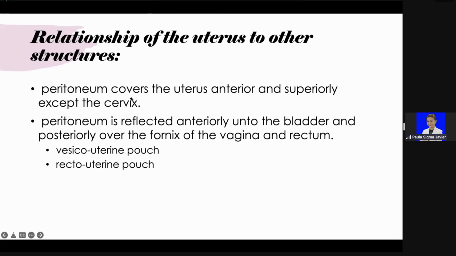So the uterus is related to the peritoneum. It covers the uterus anteriorly and superiorly except the cervix. It is also reflected anteriorly onto the bladder, which is your vesicouterine pouch, and posteriorly over the fornix of the vagina and rectum. This is your rectouterine pouch.